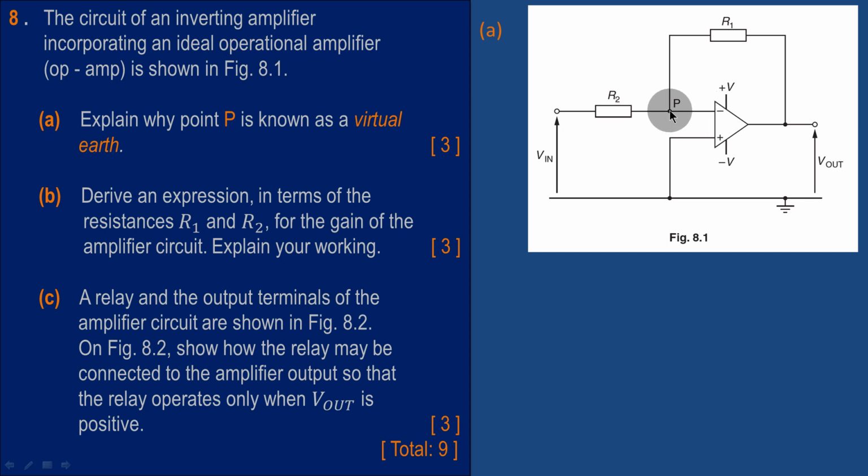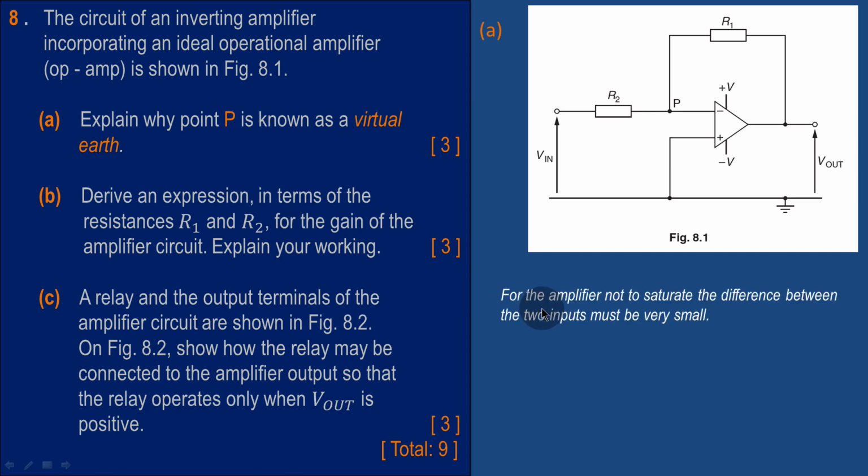Now we see that the potential at point P is actually the inverting input. So point P must be at a potential which is very close to 0, so that it appears almost to be equal to 0. And that is why it is referred to as a virtual earth. Virtual means it appears to be as if it is earthed. It appears as if it is 0 volts.